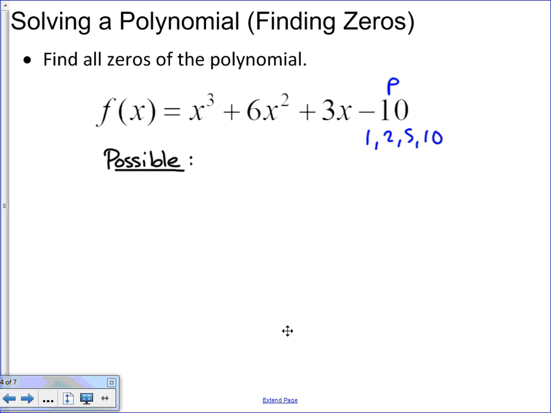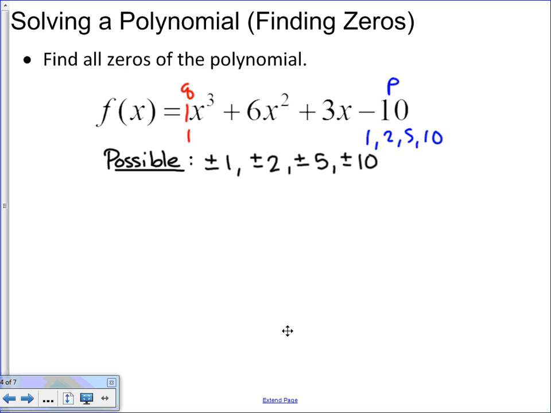Okay, get your q's. That's up at the front of your polynomial. My leading coefficient is 1, so the only factor for 1 is 1. And then I'm going to create a list of possible rational solutions by taking my p's, 1, 2, 5, 10, and putting them over 1. So my first possible solution is plus or minus 1, plus or minus 2, plus or minus 5, plus or minus 10. That's 1 over 1, 2 over 1, 5 over 1, and 10 over 1.